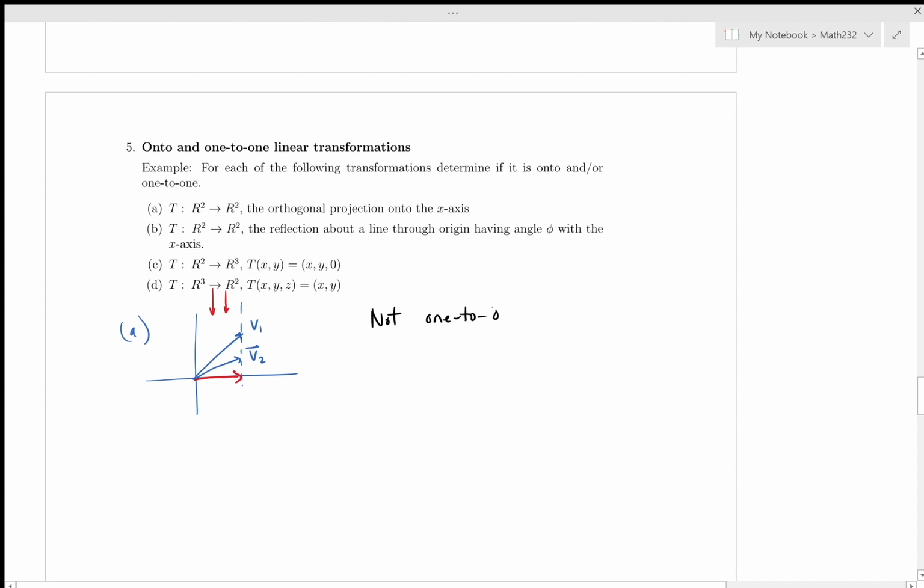Okay, next question. The codomain is R2, and when we project onto the x-axis, do we cover all of R2? No, we don't. Our output is only along the x-axis. So all of R2 is not covered.